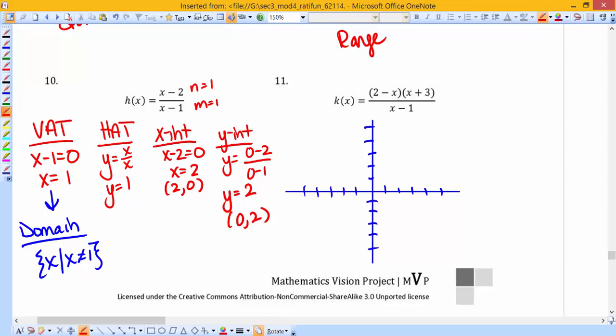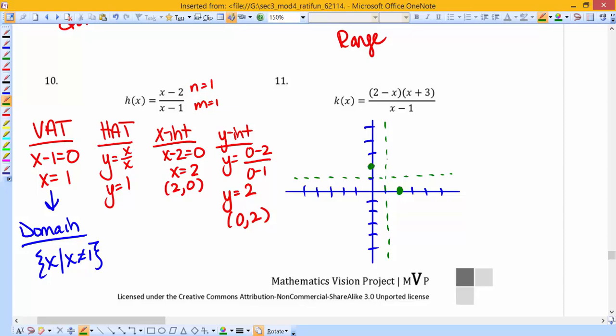Okay. So to graph this, I'm going to start by drawing in my vertical asymptotes. So at 1, I put a dashed line. Now my horizontal asymptote, at 1, I have a dashed line. My x-intercept is positive 2. My y-intercept is positive 2.